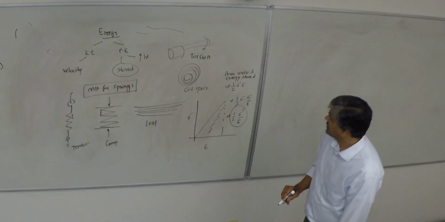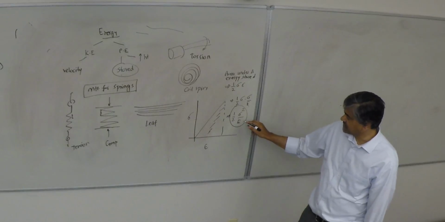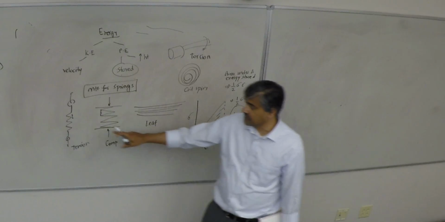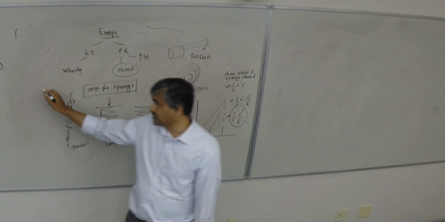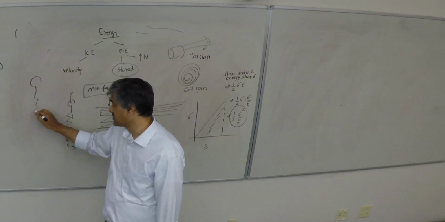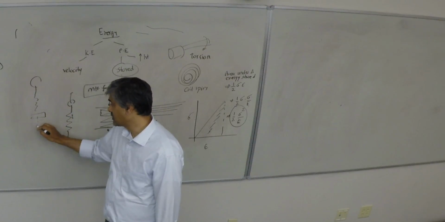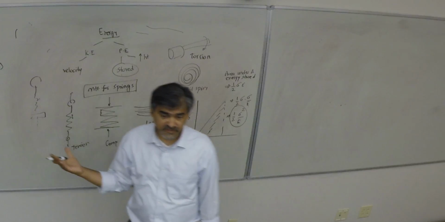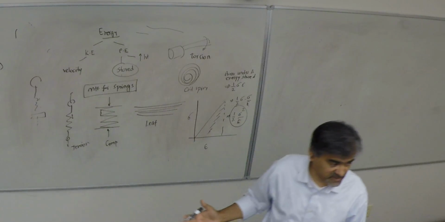So now remember that this 1/2 sigma squared over E is very typical of a fish scale spring, where you put your fish here and then just load it and measure. So this is a tension spring. That's what these curves are generated for.